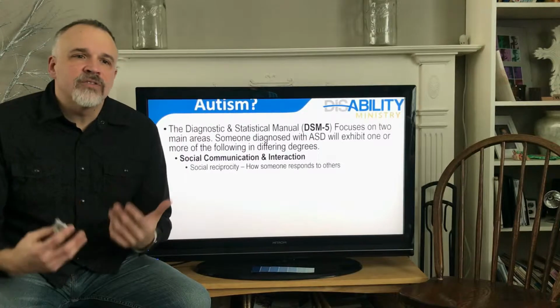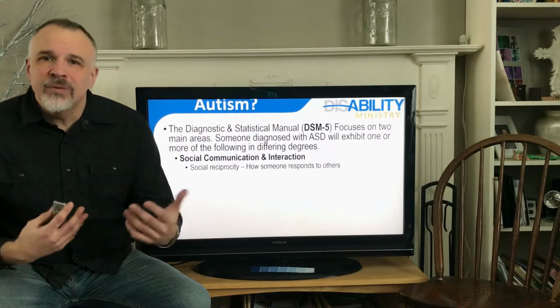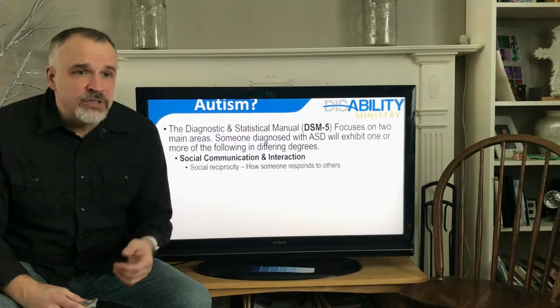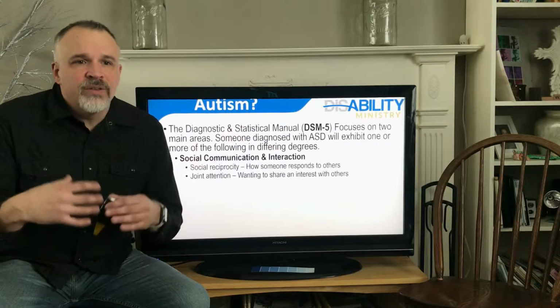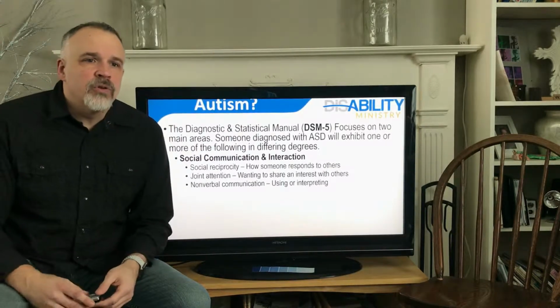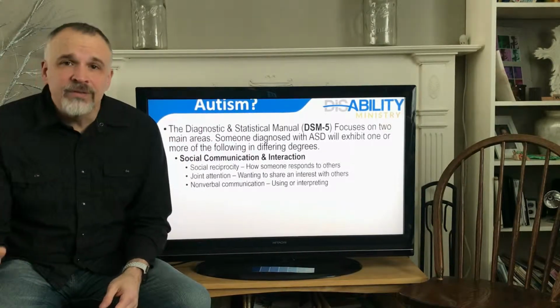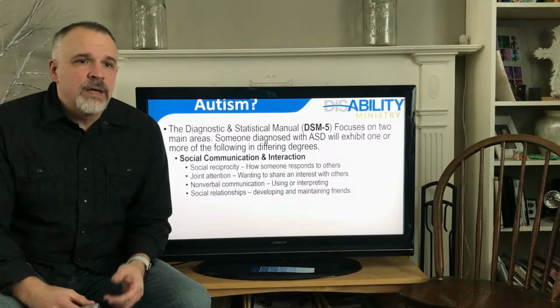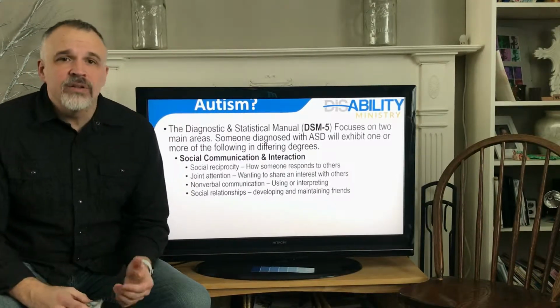We're looking at things like social reciprocity, so how someone responds to someone else in a relationship. Joint attention: wanting to do something together or have a shared interest, playing together. Nonverbal communication, using or interpreting nonverbal communication. Social relationships, developing and maintaining friends, is another thing to look at.